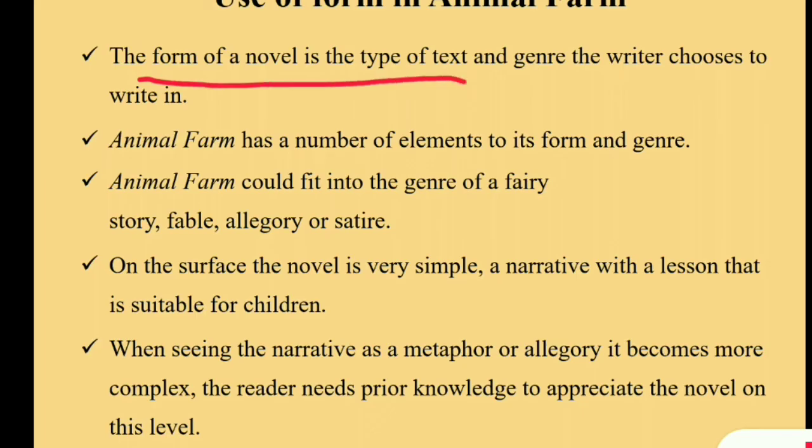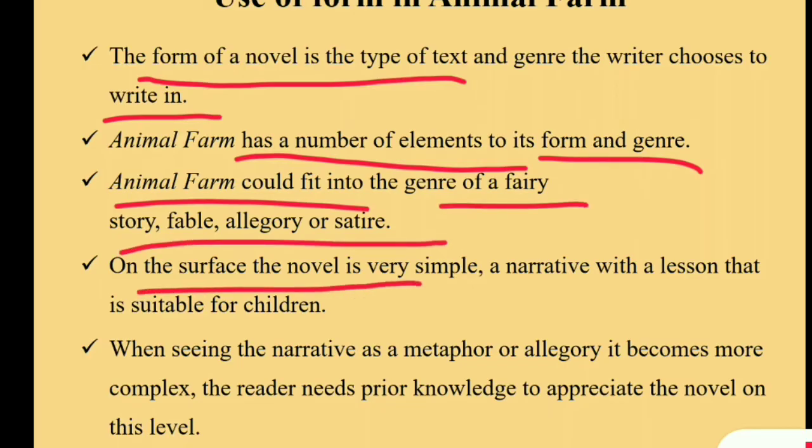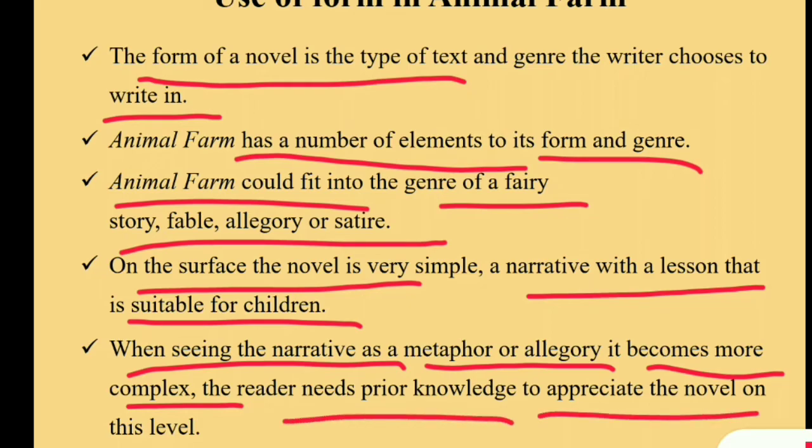The form of a novel is the type of text and genre the writer chooses to write in. Animal Farm has a number of elements to it to form the genre. Animal Farm could fit into the genre of a fairy story, fable, allegory or satire. On the surface, the novel is very simple, a narrative with a lesson that is suitable for children. When seeing the narrative as a metaphor or allegory, it becomes more complex. The reader needs prior knowledge to appreciate the novel on this level.